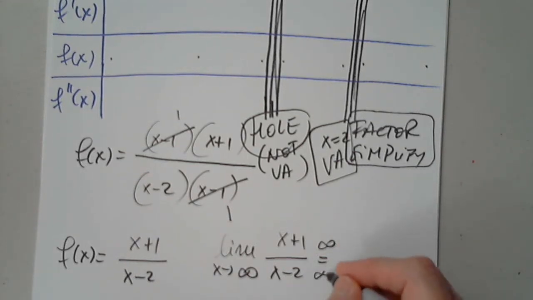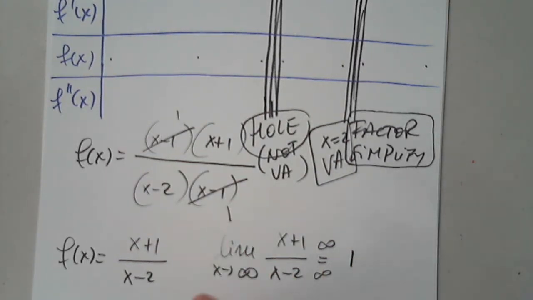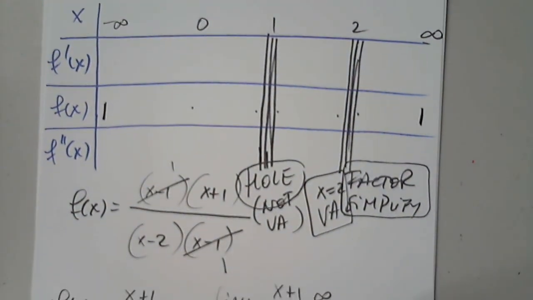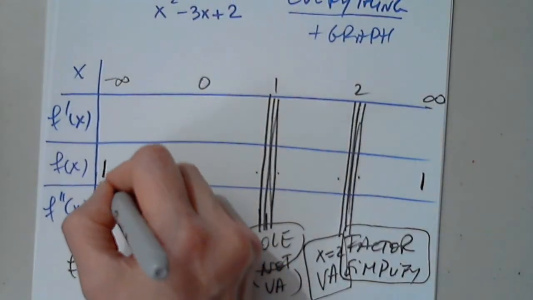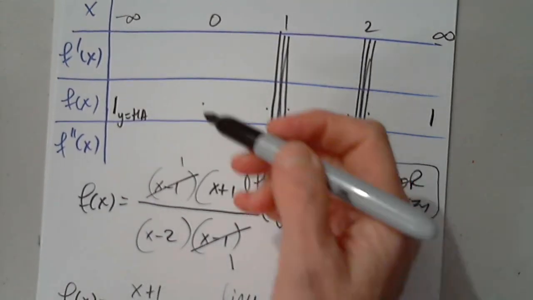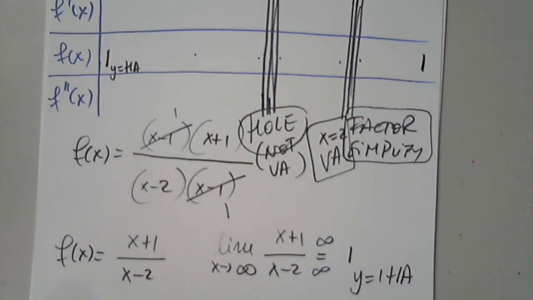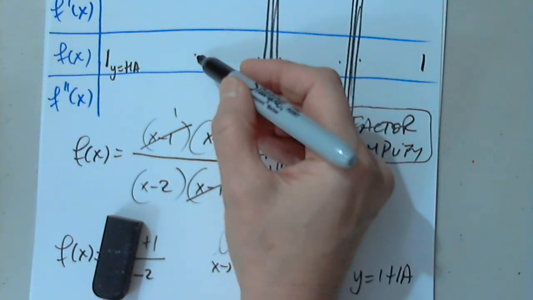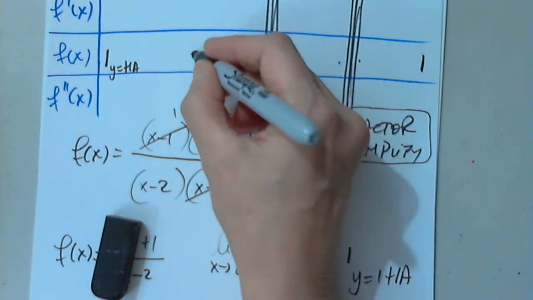You can say infinity over infinity, differentiate, and tell me the limit. 1. It's a rational function. There is a guarantee that if this is 1, this will be 1, which means y equals 1 is a horizontal asymptote. Y equals 1, horizontal asymptote, so I don't forget. Now let's plug in 0 and see what we get. When we plug in 0, what do we get? Minus 1 over 2. Very good.